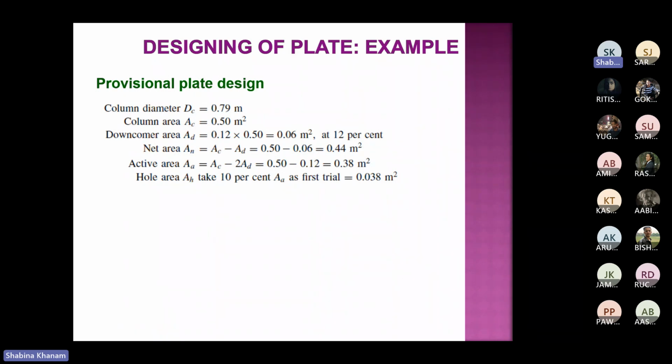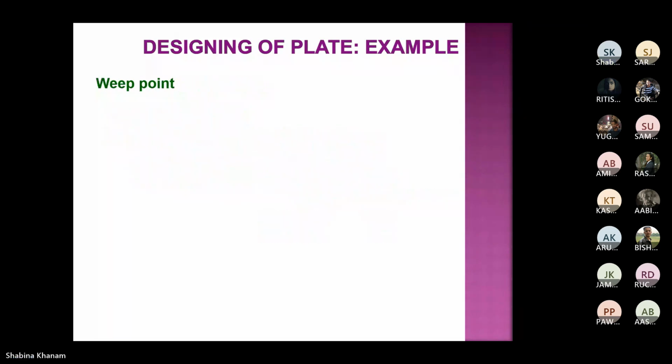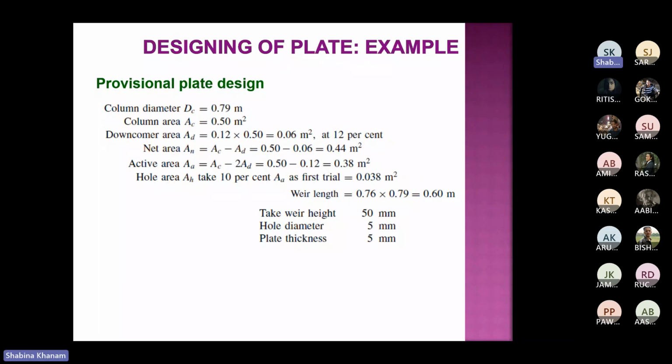So these are some of the parameters which we have considered, and we need to find out the weir length. Weir length, how can you find it? Weir length, when I'm considering, depends on the downcomer. Okay, so AD by AC, downcomer area by column area, on the x-axis, or on the y-axis I'm having LW by DC. Okay, that graph we discussed in the last class, you may refer.